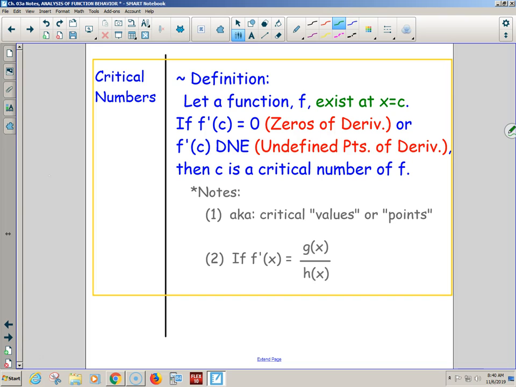Then C is a critical number of f. Now, am I saying C is a relative max? No, because that's only sometimes. Am I saying that C is a relative min? No, because that's only sometimes.